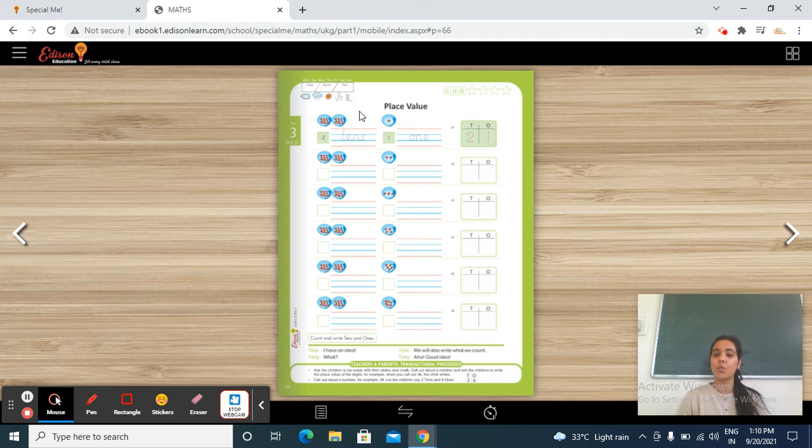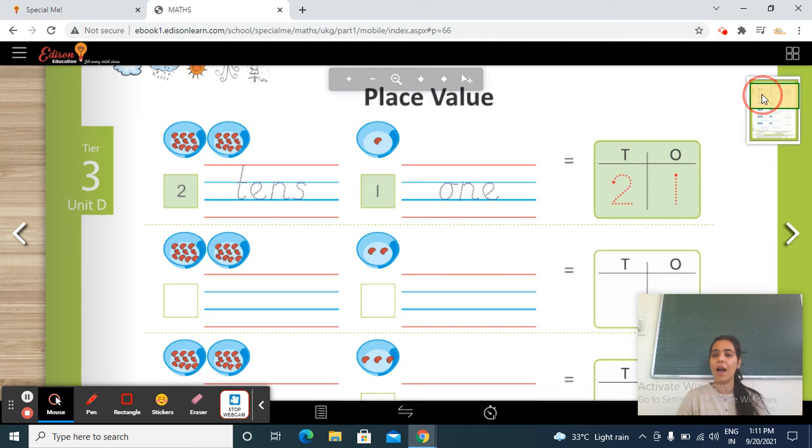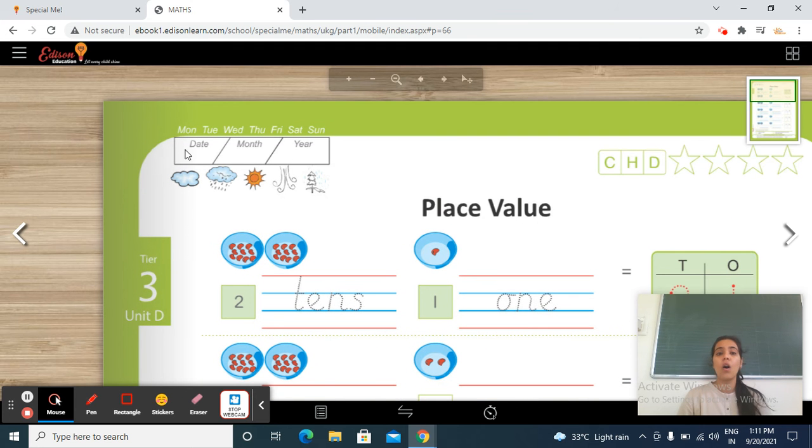But before starting this worksheet, you all have to write the date on top. Also, you all have to circle the day, whatever the day today is, circle it first. Go outside, check the weather today and circle the clip art. So firstly, complete this task, then we will start with our work. This worksheet is also a part of your unit D. So students, I hope that now you all are done with this portion.